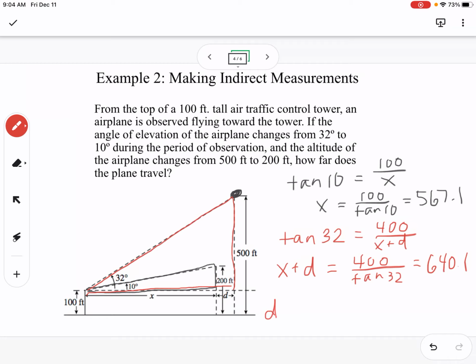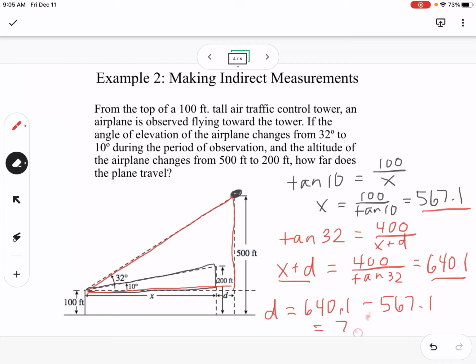So what I really want to find is d. If x plus d together is 640.1 and x is 567.1, I can take 640.1 minus 567.1, and I get, oops, not 70, I get 73 feet. So again, that one was a little bit more complicated, especially if we had to draw the picture ourselves.